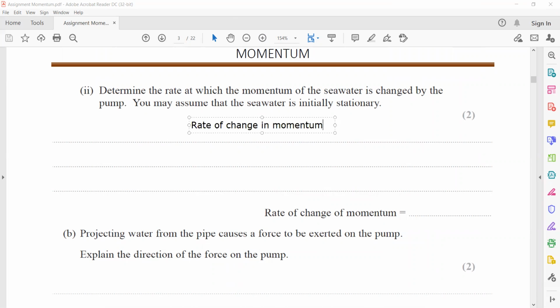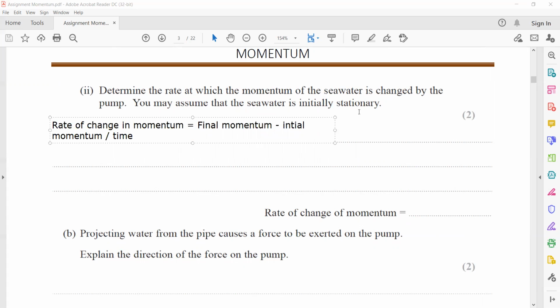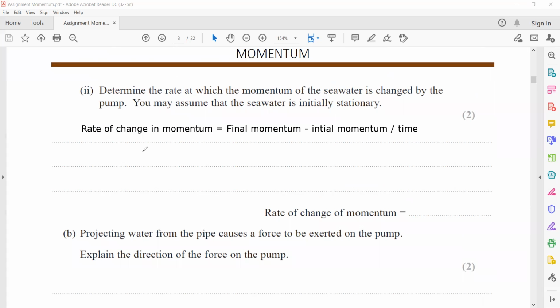And the rate of change in momentum is also equal to the applied force. So that is equal to final momentum minus initial momentum, divided by the time. So we are finding a rate here. Final momentum is mv, initial momentum is mu, and divided by time, t.